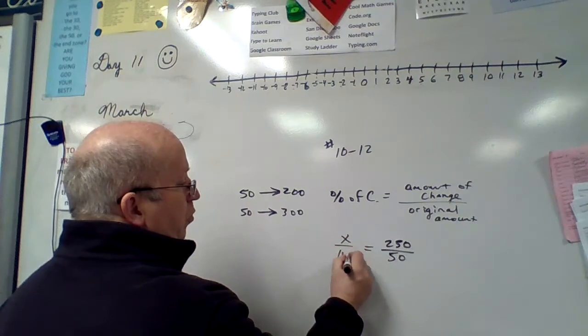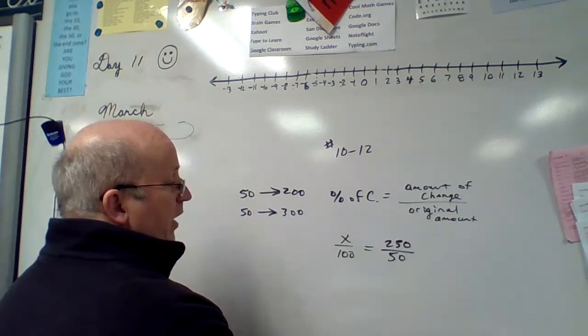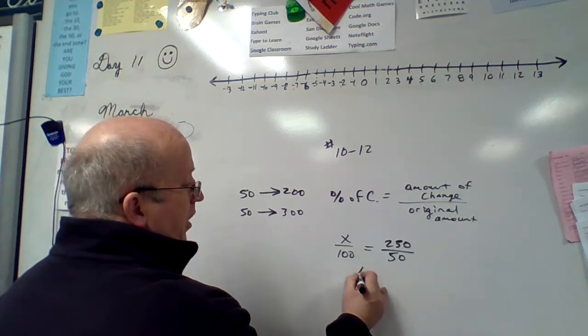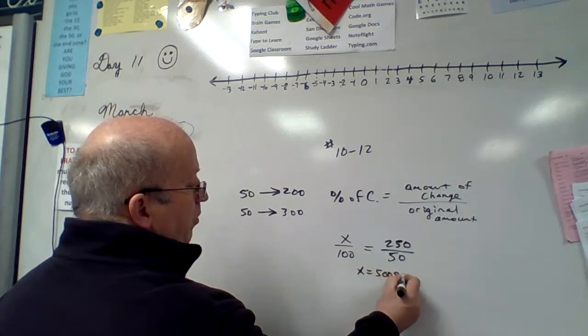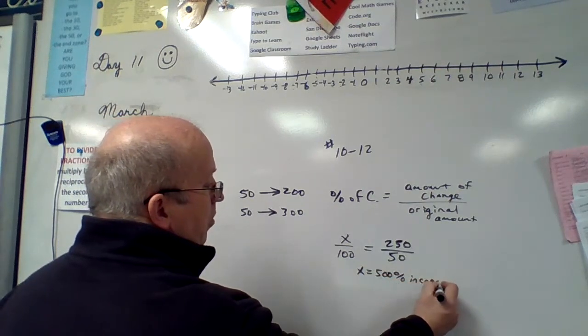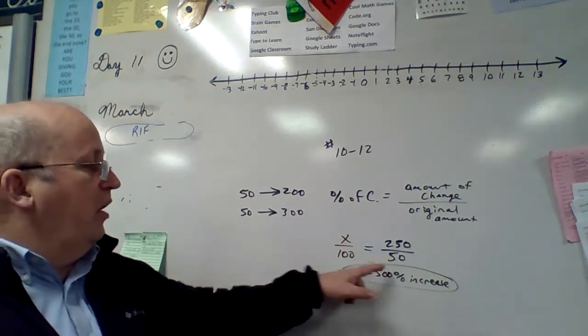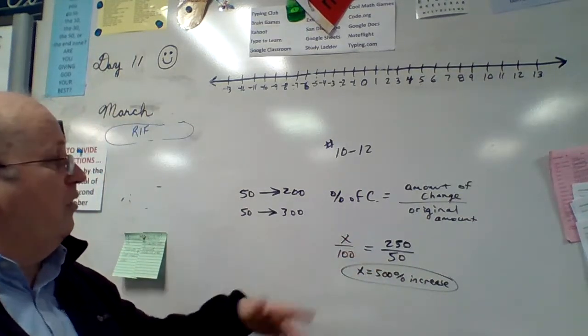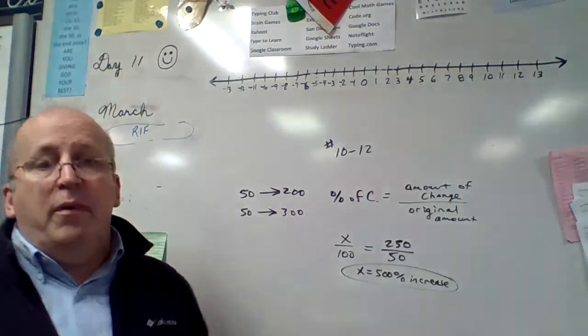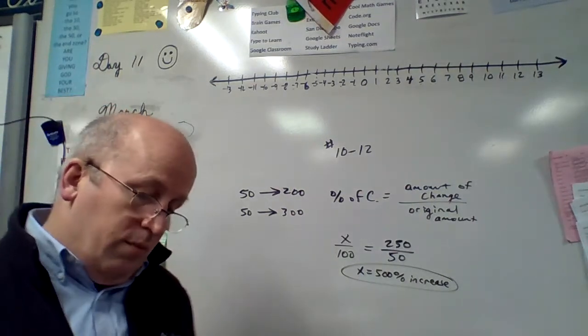We write x over 100 on this side, and we solve for x. In this case, x would end up being 500% increase if I solve that problem. 250 times 100 divided by 50 is 500% increase. So a percent of change equals the amount of change over the original amount.